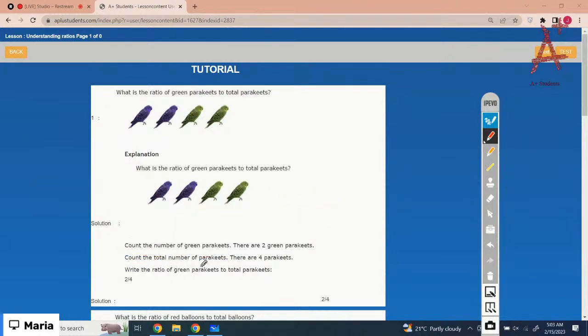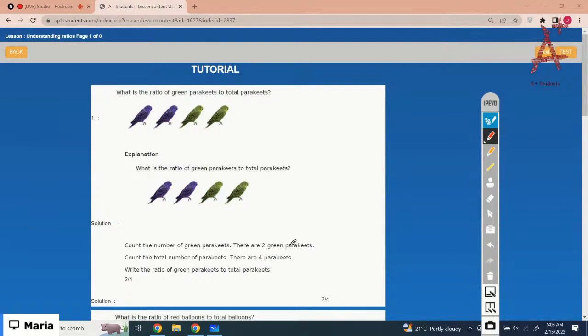Now count the total number of parakeets. There are four parakeets. So the ratio is 2 out of 4. That means 2 are green out of the 4. So it would be 2 over 4. Got it? You have to find the ratio of green parakeets to total. So green is 2 over 4. Got it?